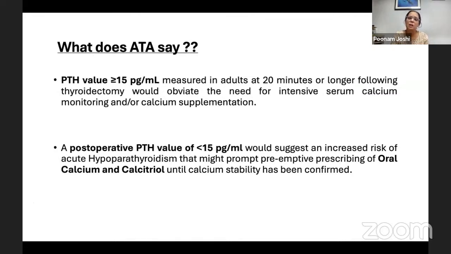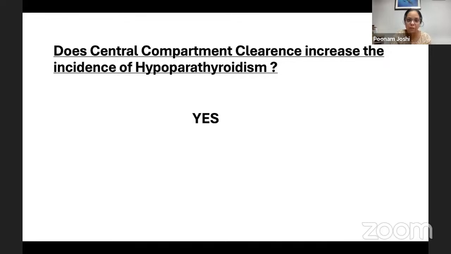Usually the PTH value, if it is more than 15 picogram per ml, which is the normal lower limit in adults, at 20 minutes or longer post-total thyroidectomy, usually you will not need very aggressive treatment for the hypocalcemia. Usually lower levels, which is obvious and logical also, will need some sort of calcium supplementation with vitamin D.